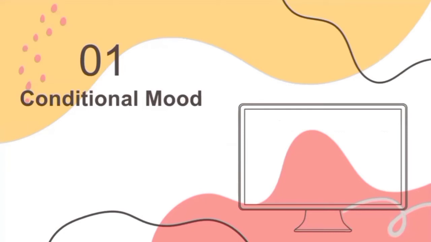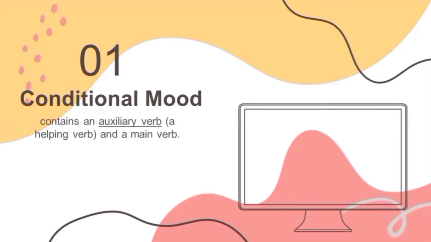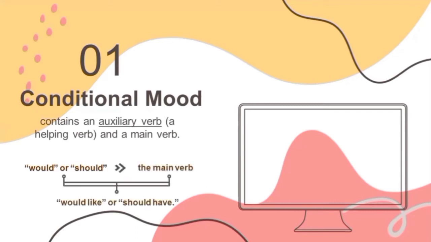A sentence with a conditional mood contains an auxiliary verb or a helping verb and a main verb. You will be able to spot the conditional mood if you see the auxiliary verbs would or should. They will support the main verb. Common examples include would like or should have.